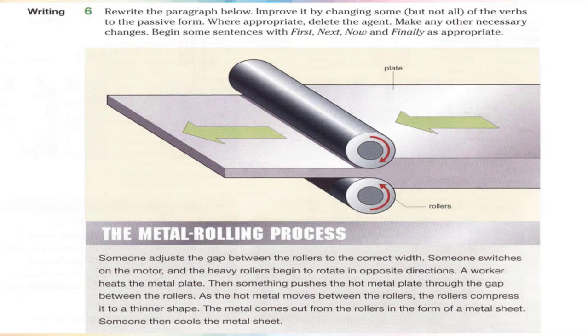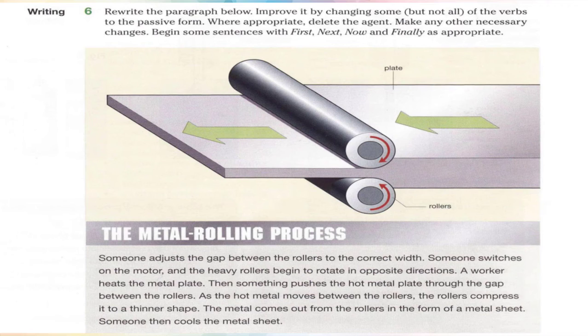Now let's move to exercise 6. Rewrite the paragraph below. Improve it by changing some but not all the verbs to the passive form. Delete the agent. Make any other necessary changes. Begin some sentences with first, next, now, and finally as appropriate. For example, let's have a look at the first sentence. Someone adjusts the gap between the rulers to the correct width. We can change the sentence into passive and we can say: First, the gap between the rulers is adjusted to the correct width.